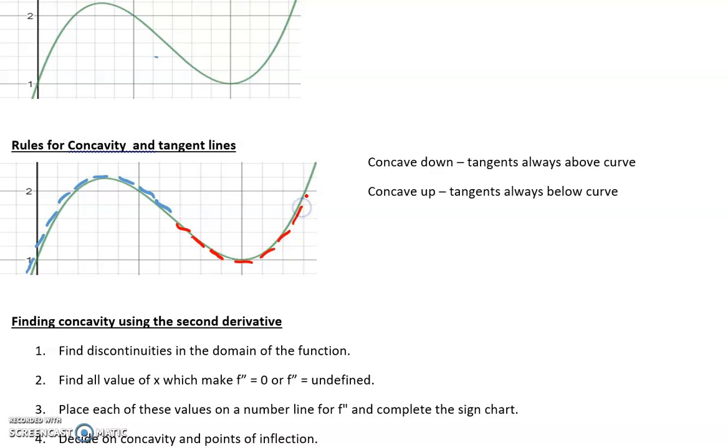That is a very popular idea that AP likes to ask about, if the tangent line is above or below the curve, and we'll talk more about an application of that later on this year. Alright, so that's a rule that we need to know about these tangent lines that we're drawing and the concavity, whether it be concave up or concave down.